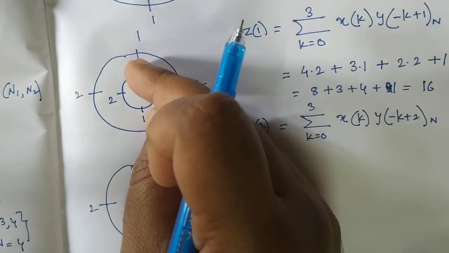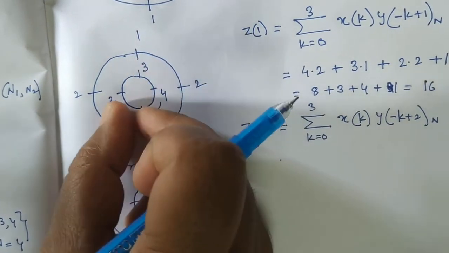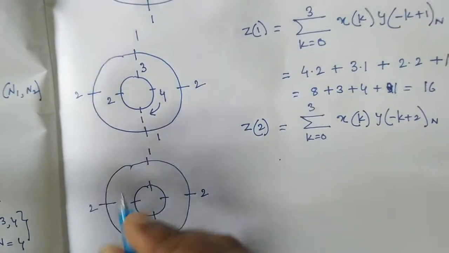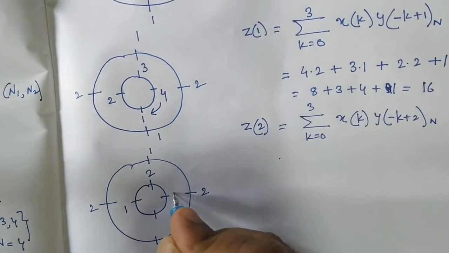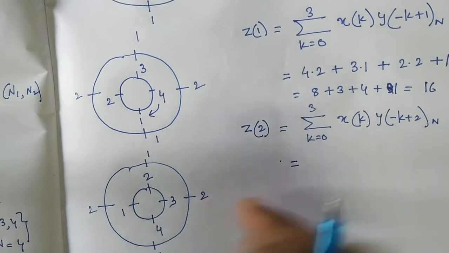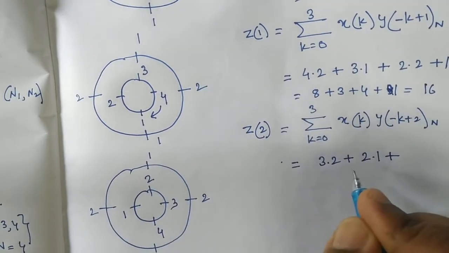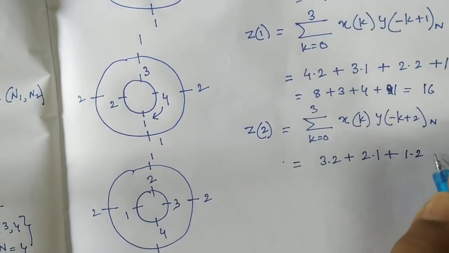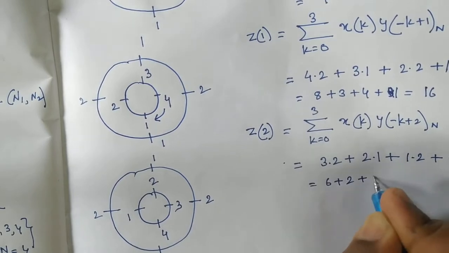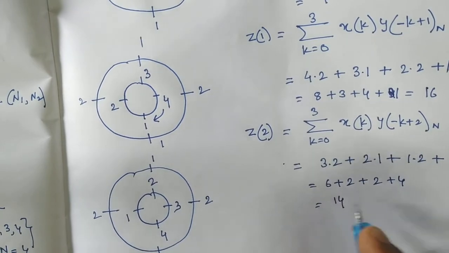That means again, we have to shift y of minus k plus 1, already shifted. Now we will shift y of minus k plus 1 by again 1 unit in the clockwise direction. So this 1 will shift over here, this 2 will shift over here, this 3 will shift over here, and finally this 4 will shift over here. So it will be 3 into 2, plus 2 into 1 plus 1 into 2, plus 4 into 1. So it will be 6 plus 2 plus 2 plus 4, that is 10 plus 4, that is 14.